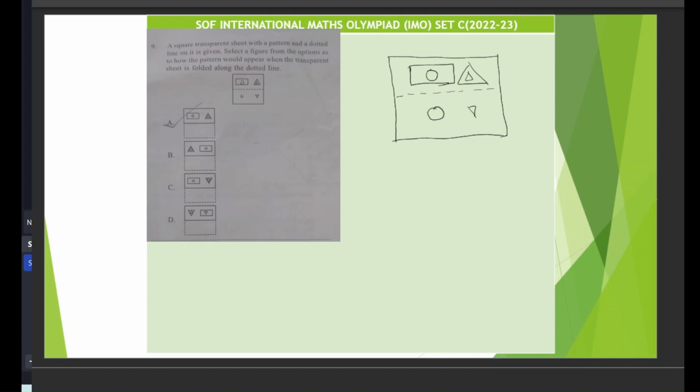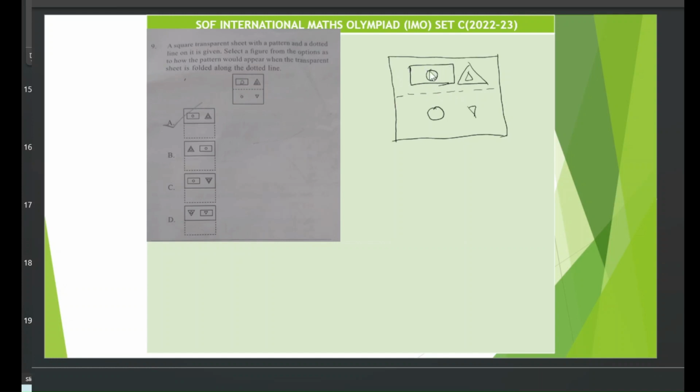Question number 9 says that a square represents a sheet with a pattern, and a dotted line on it is given. This is the dotted line that is given. Select a figure from the options as to how the pattern would appear when the transparent sheet is folded along the dotted line. Because this is a little small, I drew it here. There is a dotted line here. This is square paper and transparent paper.